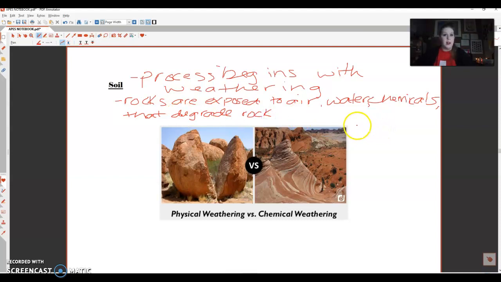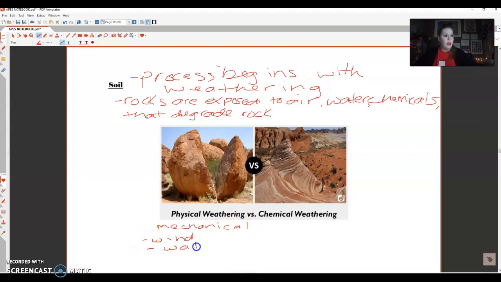Okay, I promise my handwriting is going to get better, guys. I just need to practice with this new pad I'm writing on. Okay, so we have physical versus chemical weathering. So physical weathering, you can see, is the actual mechanical breakdown of rock. So this is going to be mechanical. So this is where we're typically going to see wind and water.